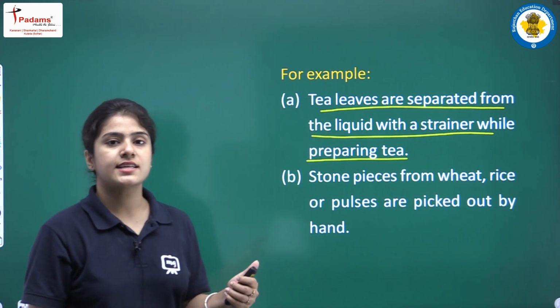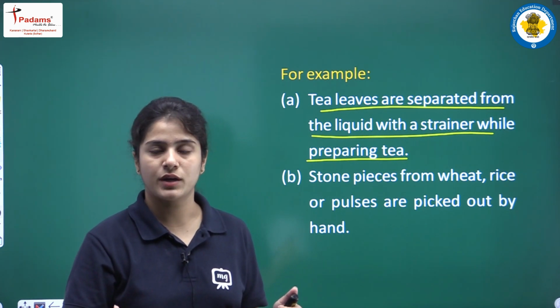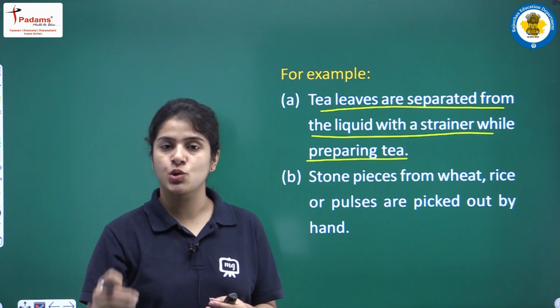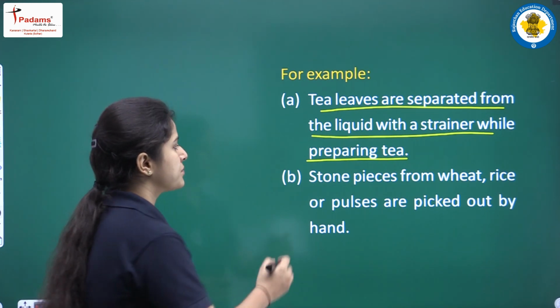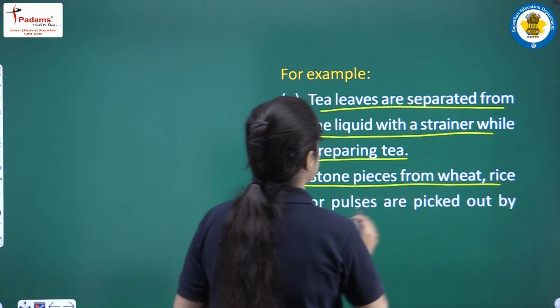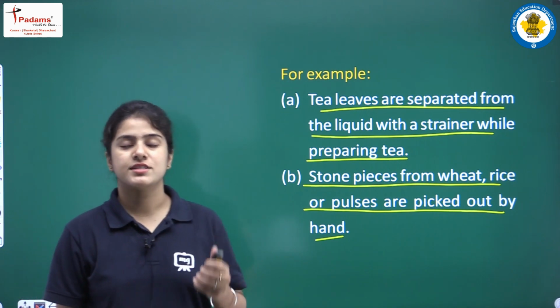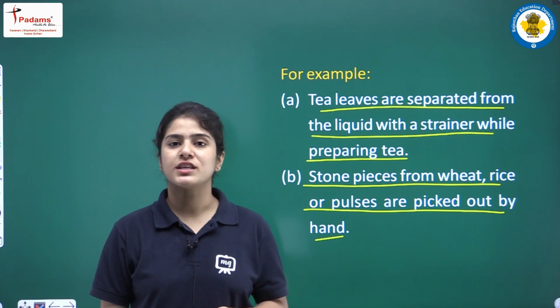And the second example, when you want to prepare rice, pulses or dal at your home, what do you do? You separate the pebbles, small stones and dust particles from that. So stones and pieces from wheat, rice or pulses are picked out by our hand, and in this way we separate different things. Alright students, so we'll move to the next question.